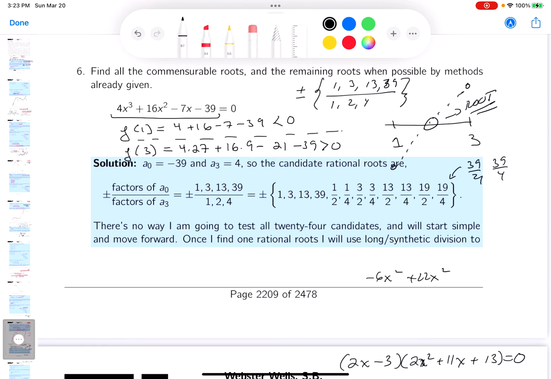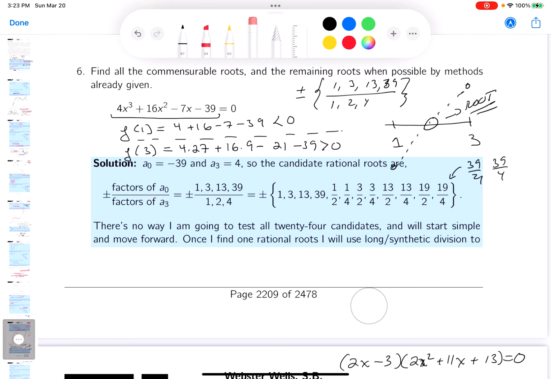Now, do we get the minus 7? I don't know. Let's take a look. Minus 33x and then 26x. And what would that give me? Let's see, minus 7. Yeah, perfect. It works great. All right, so I'm good.